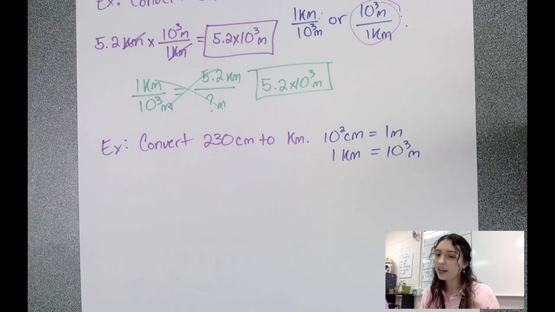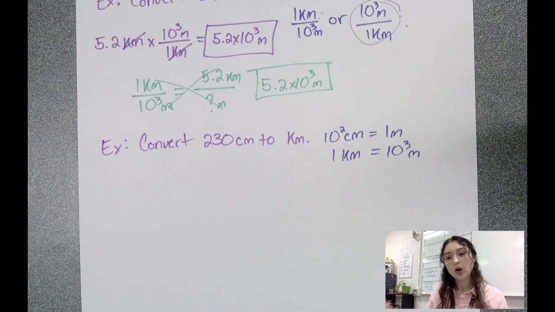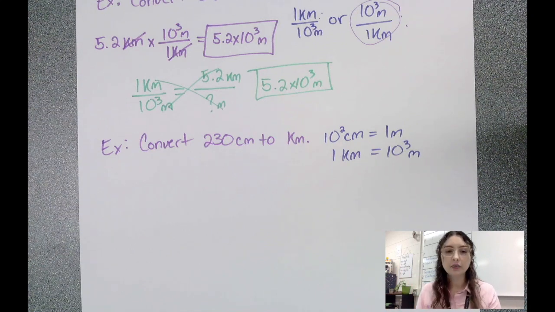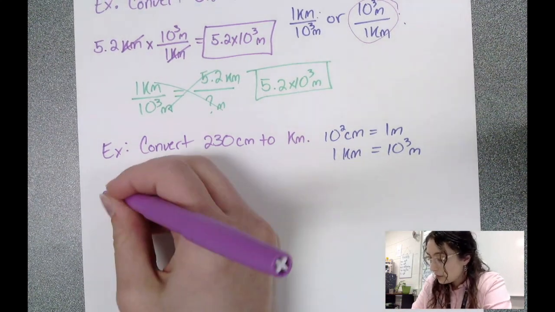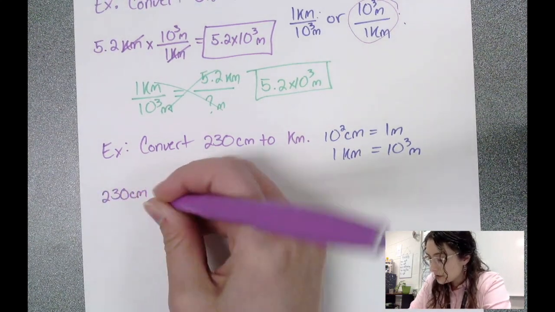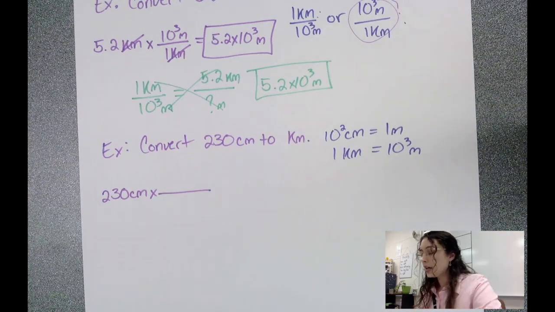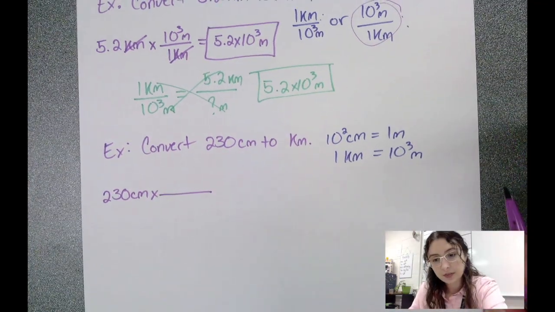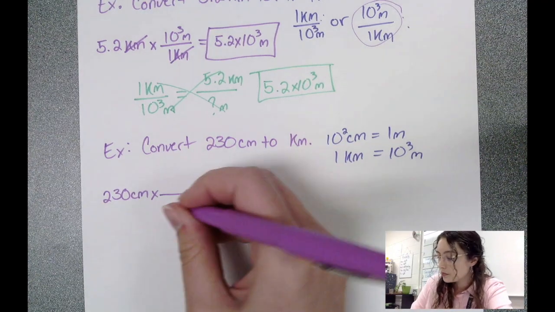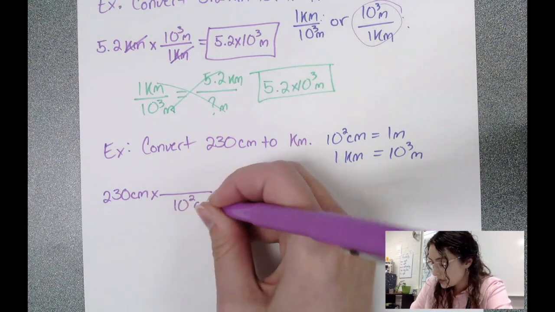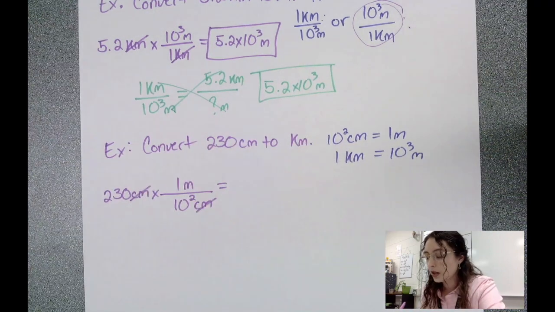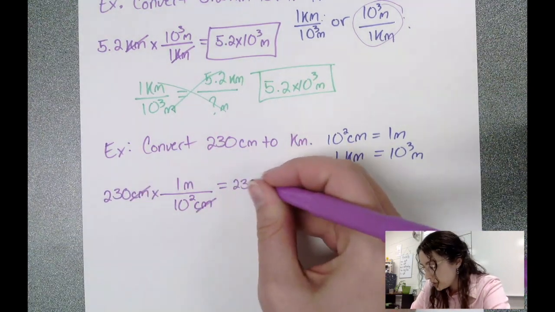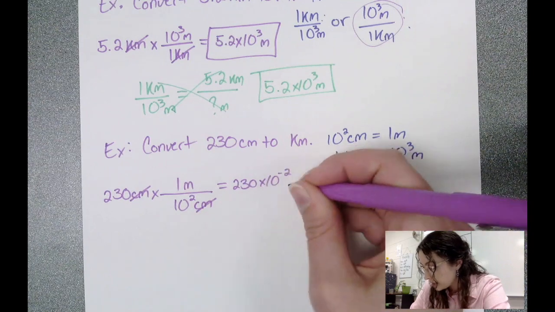And there's, again, a couple of ways you can do this. There's a longer way where you can separate each step, or you can condense it all into one, and I'll show you both of those. So I'll take my 230 centimeters. Again, I need to multiply this so that centimeters cancel and I end up with meters. So that means my 10 to the second centimeters go on the bottom, my 1 meter on the top. When I do that, I'm going to get 230 times 10 to the negative second meters.